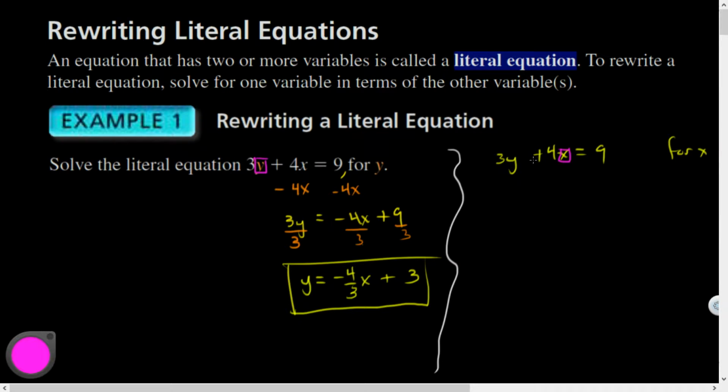If I wanted to get x by itself, this time I'd pretend that the y is just some number. This is just 3 times 2 or something like that. What would I have to move to get x by itself? I'd have a positive 6 or something like that, and x is being multiplied by 4 and added by that. What should I move first?